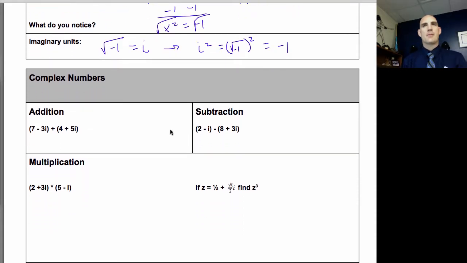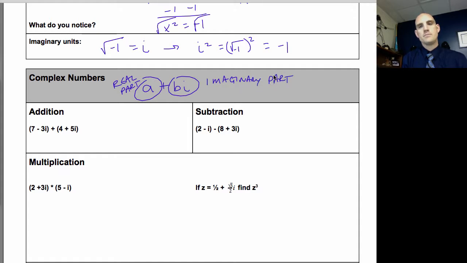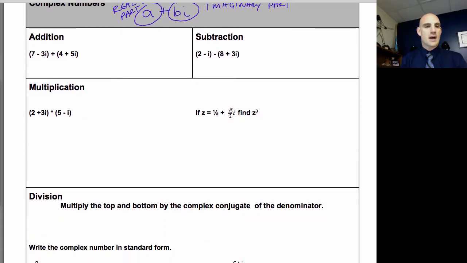As we deal with complex numbers, they have a real part and an imaginary part. a plus bi is the standard form, where a is the real part and bi is the imaginary part. Those two parts together make up the standard form of a complex number. To add complex numbers, I'm simply going to add the real parts and I'll add the imaginary parts. And so my answer is the real part plus the imaginary part.